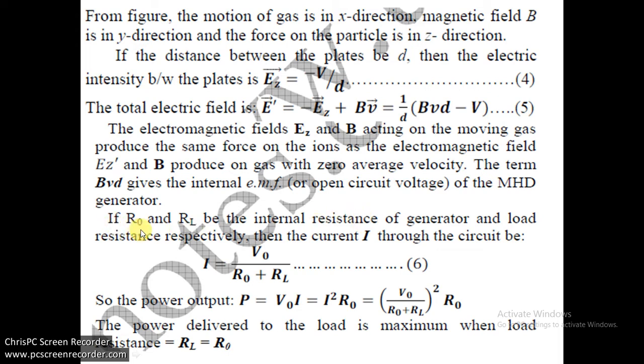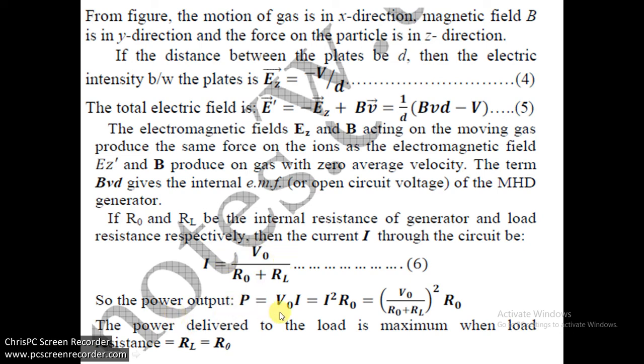So if R naught is the internal resistance and RL is the external load resistance respectively, then the current I through the circuit can be written as V, the net potential difference, upon the total resistance of the circuit, internal resistance as well as external load resistance. So this is the current I through the circuit.